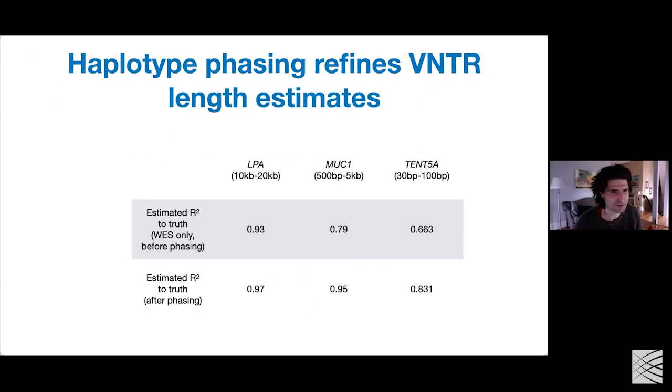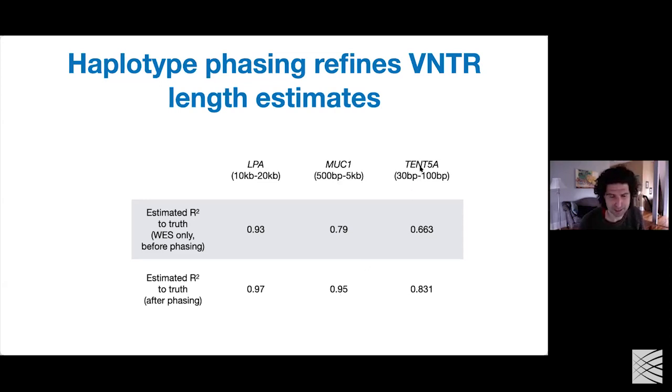So how did this help? As I promised, this haplotype phasing and haplotype sharing should refine the VNTR length estimates. At LPA, the R squared to the truth for our whole exome sequence estimates only, before phasing, was about 0.93, which improved to about 0.97 after phasing. At MUC1, kind of a medium-length VNTR, as I mentioned, the R squared to the truth was about 0.79, which jumped to 0.95 after incorporating all of this haplotype sharing.